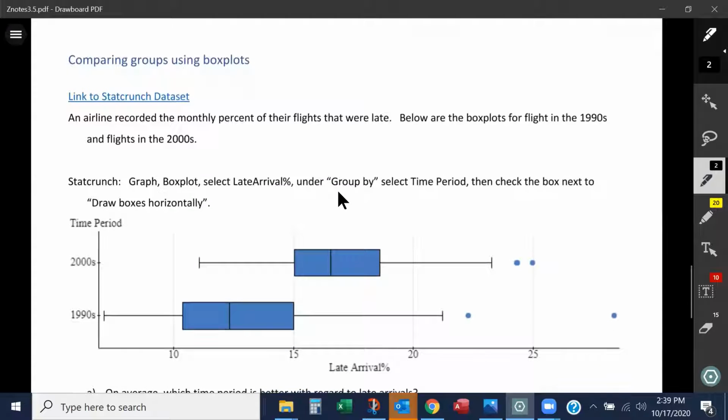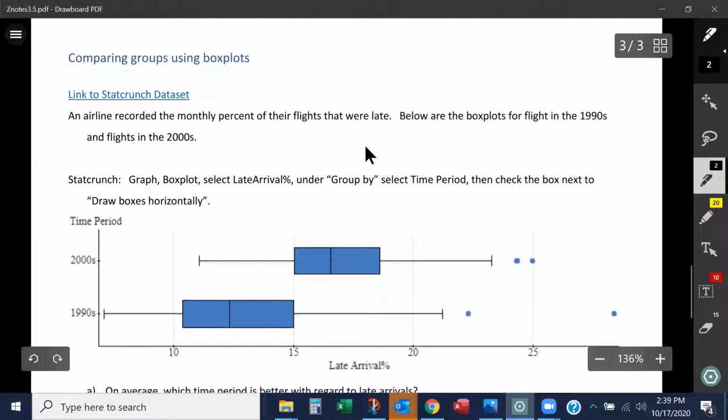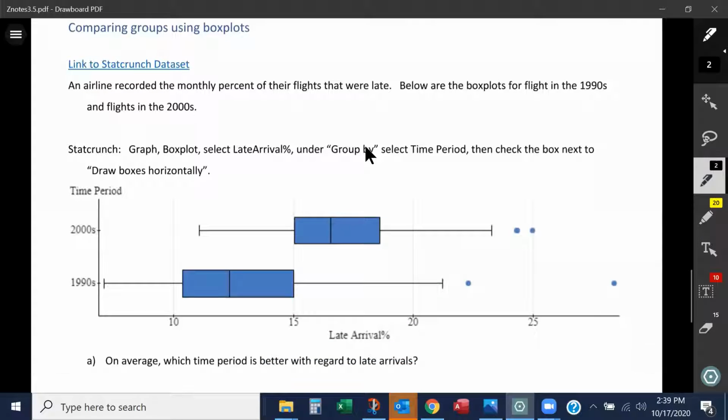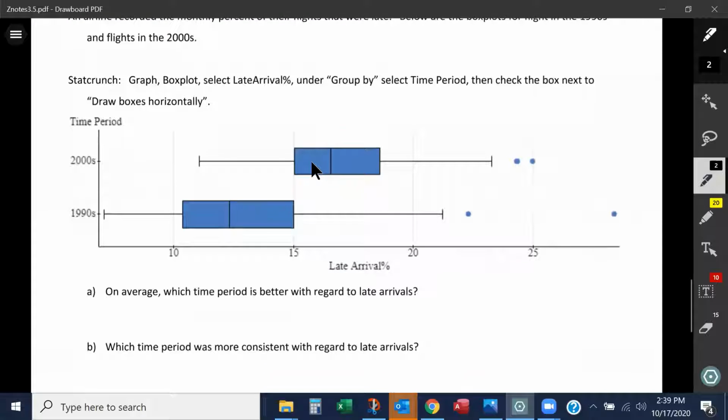Box plots are really good at comparing the same variable between groups. All right. So what I have here is an example, and these are box plots for monthly percent of flights that are late. And we have a group of months that are in the 90s and a group of months that are in the 2000s. And then we want to say, how can we compare these box plots?